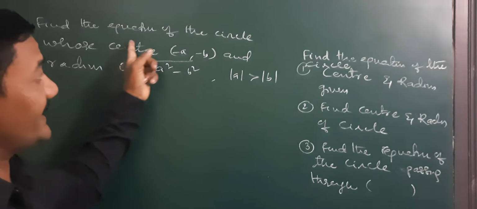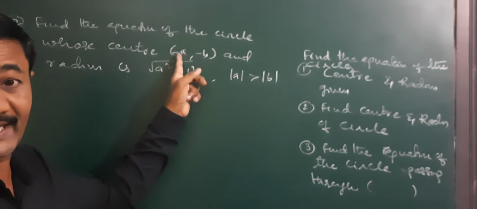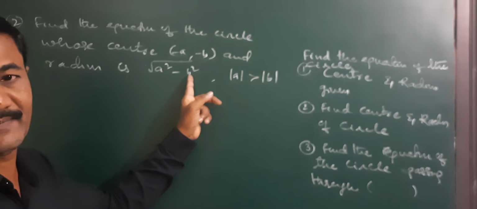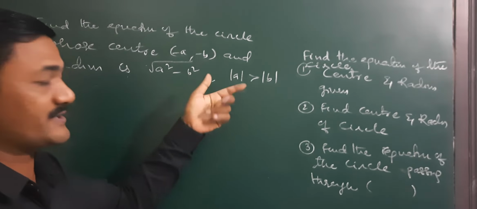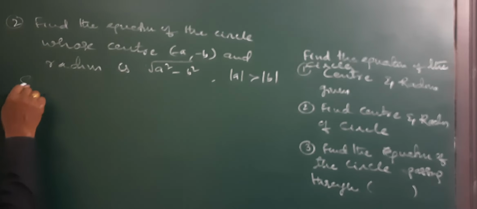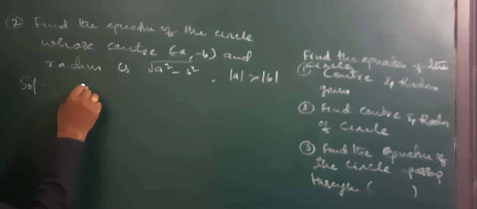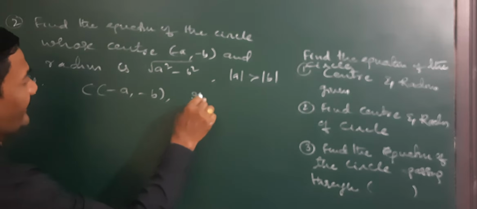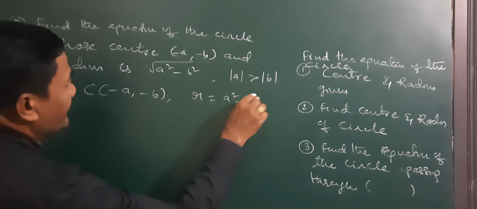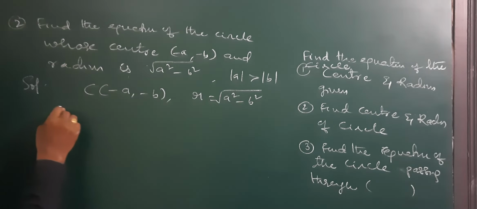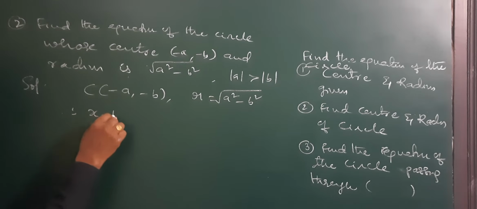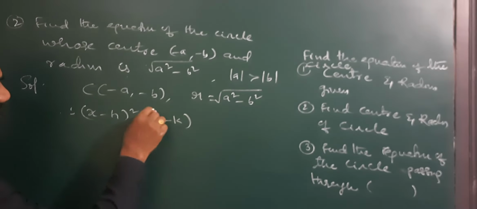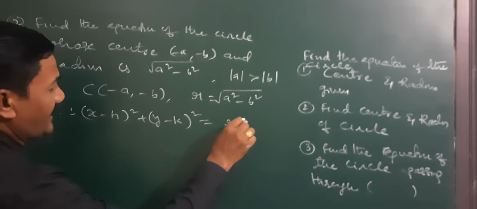Problem number 2: find the equation of the circle whose center is (minus a, minus b) and radius is root over a square minus b square. Inside the root the value must be positive. This is also a very simple problem of the first model. The equation of the circle is (x minus h) whole square plus (y minus k) whole square is equal to r square. This is the standard form.